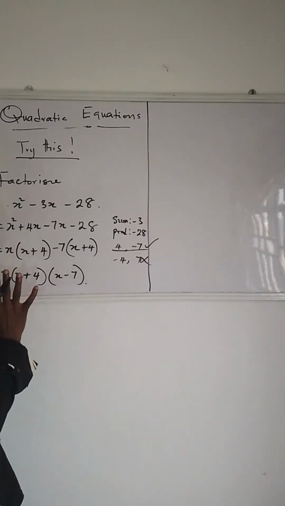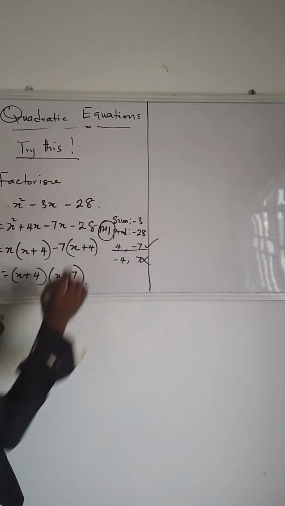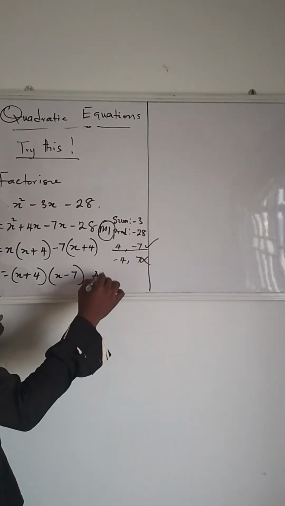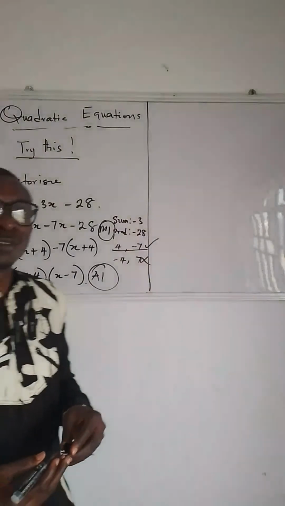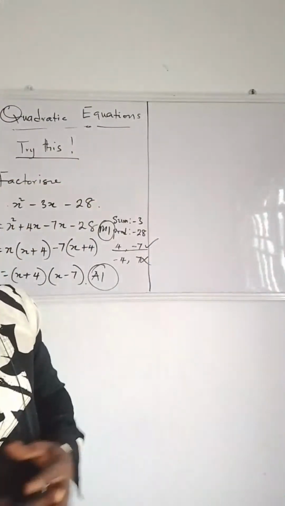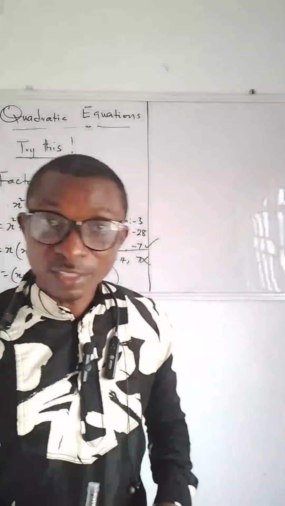So now, how do we award marks? For writing this expression, we have a method mark of 1. Okay, and for getting your answer, we have an accuracy mark of 1. All right, so if you get the answer, put your hands together for yourself. So that means you are learning, you are very smart.